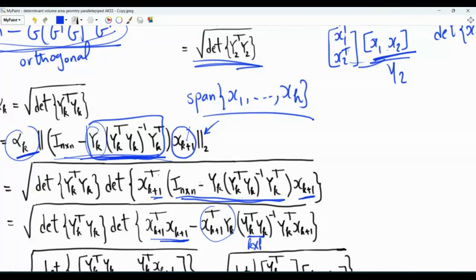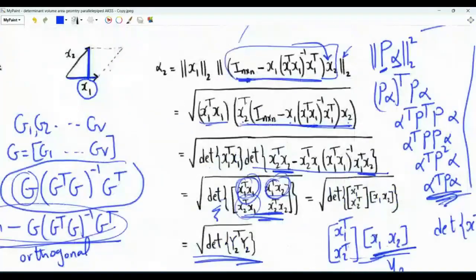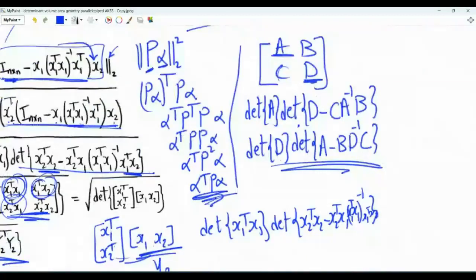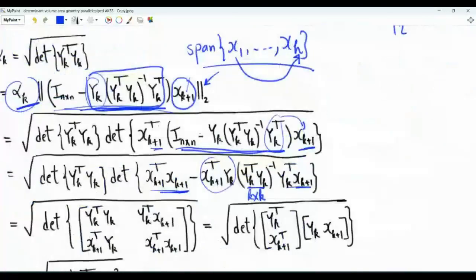Note that this is a k by k matrix, and it is indeed invertible because the columns of yk are the vectors from x1 to xk, and those are assumed to be linearly independent. Then we have yk transpose times xk plus 1. We again make use of this idea here. Let's see what we have. We have the determinant of a matrix here times another determinant that looks like a Schur's complement.